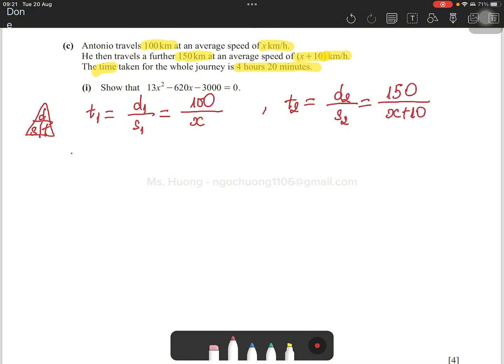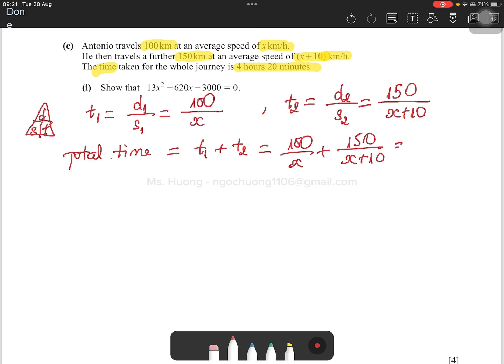So we know that the total time is equal to t1 plus t2 equals 100 over x plus 150 over x plus 10. And this one is equal to 4 hours and 20 minutes. Now we need to convert 4 hours and 20 minutes, which means 20 over 60 hours. So this is 4 and 1/3 hours. And we also convert it to a fraction.